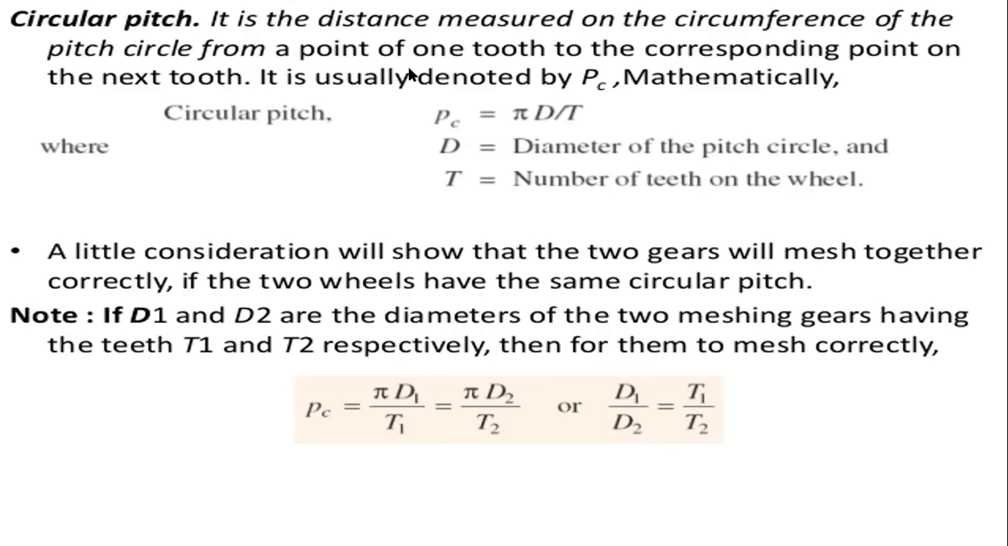And the formula for the circular pitch is Pc is equal to pi D by T, where capital D is the diameter of the pitch circle and capital T is the number of teeth on the wheel.